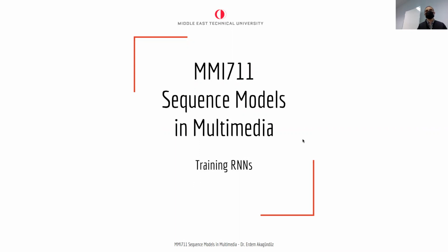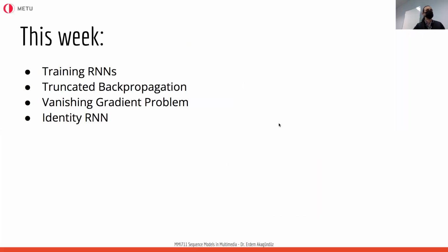But we haven't talked about how they are trained, because there is a lot to talk about when it comes to training recurrent neural networks. So let me begin. We are going to talk about training RNNs. We are going to talk about how backpropagation works when you're training recurrent neural networks, and how you can modify the backpropagation procedure.